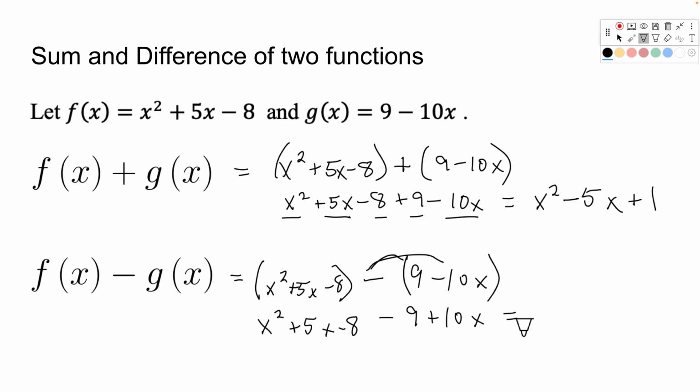Now it's just like the addition problem: combine like terms. Again, there's only one x squared, so that's all that's there. But this time when we combine the x terms, we have a plus 5x and a plus 10x, so now we're going to get plus 15x. And when we do the numbers, negative 8 minus 9 is going to give us negative 17. Okay, and in the homework you'll see these and just be asked to do this.